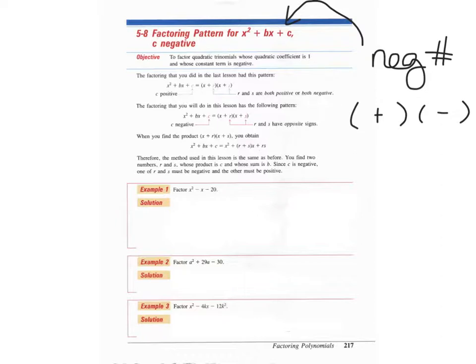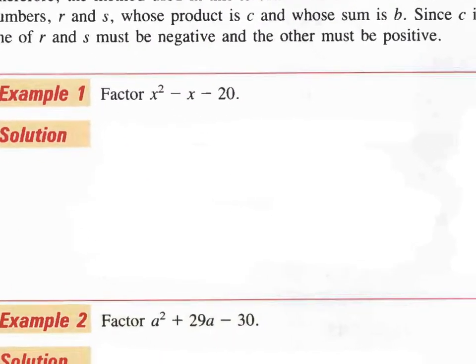So we're still going to be looking for the factors of the last number that will add to give us the middle. But know that the signs on the numbers will be different. So essentially what we're doing here is subtracting to get that middle term. So let's go ahead and take a look at our first example.